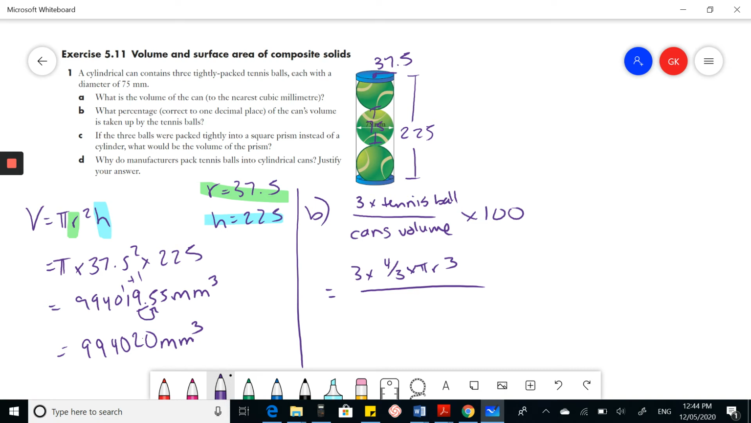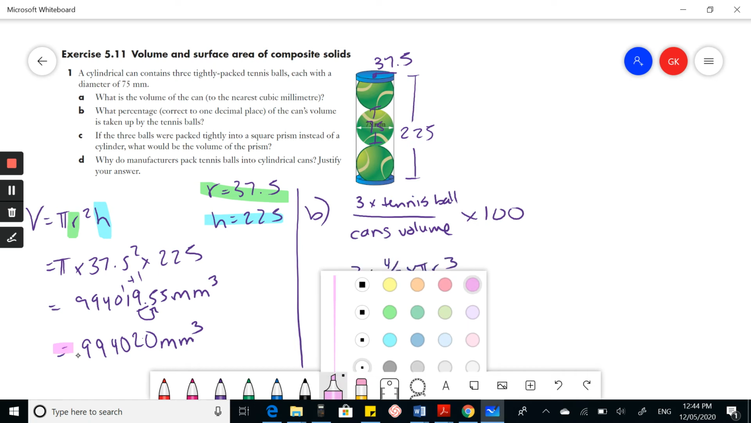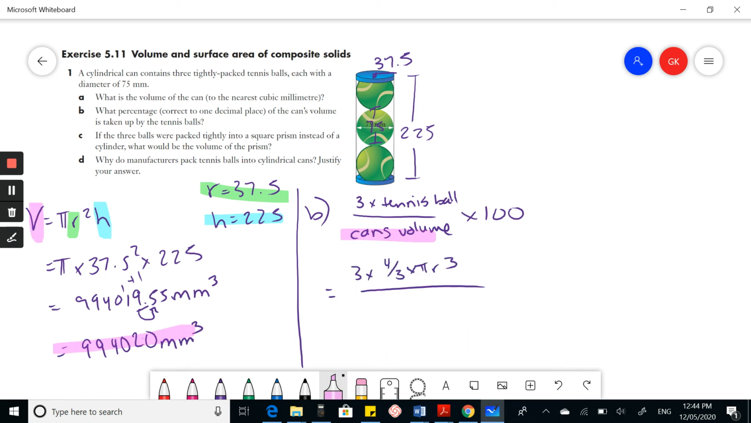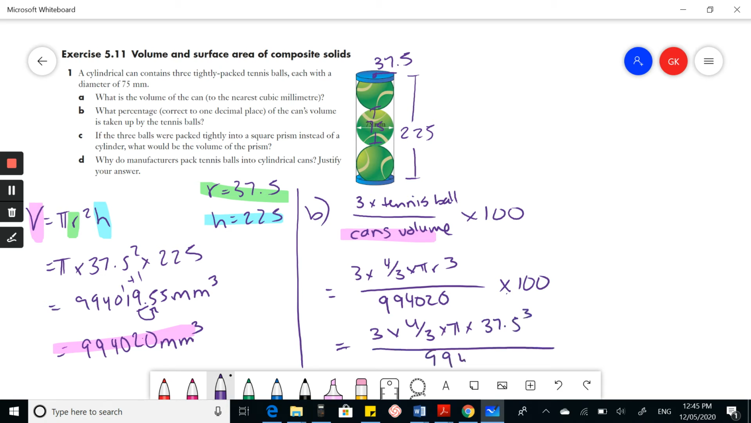And we also know the can's volume from before, if we highlight this in a different color, okay, that was the volume of the can. So we can just chuck that in there. We don't have to redo all that work. So 994,020. We times it by 100 because it's a percentage. We put that in our calculator and we'll get the answer, okay? Now, I've actually skipped a step. I forgot to substitute. So don't forget to substitute your r. So times pi times r, which is 37.5, and cube it, all on 994,020.